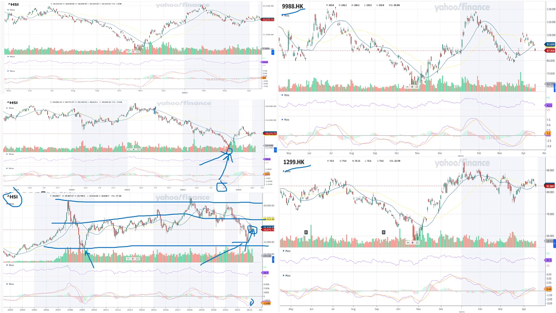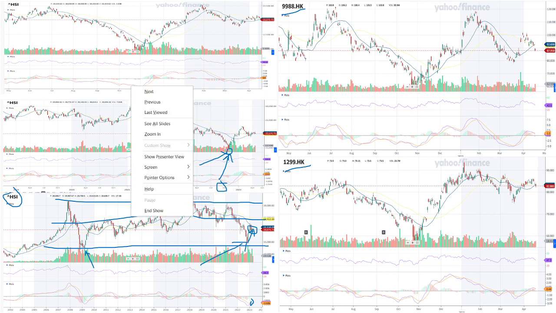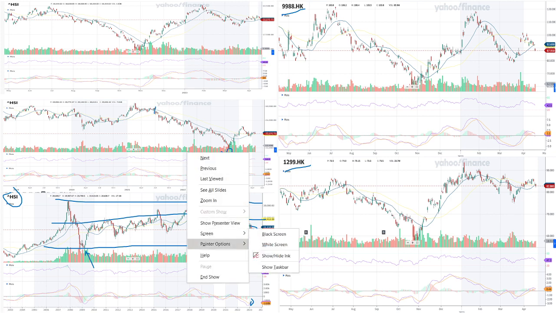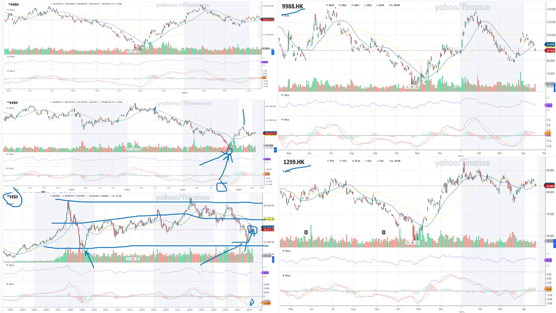bottoming. I wonder, is it a time for them to collect some of the better stock? Anyway, this is personal opinion. So the run of the Hang Seng stopped somewhere here, probably near the Chinese New Year period, CNY, right? And then it went downturn and now it's trending over here.